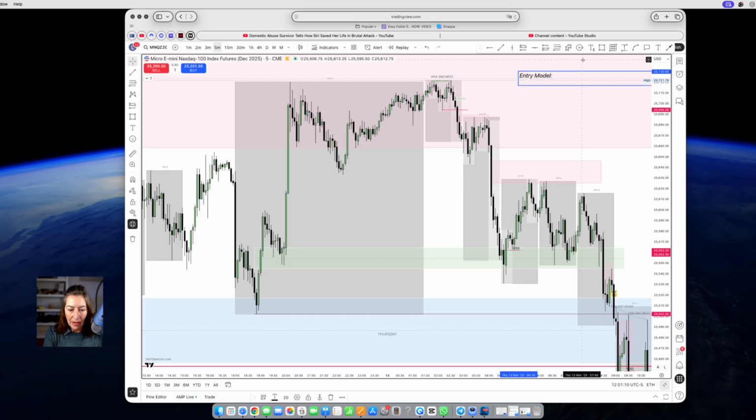Entry model. Number 1, on the higher time frame, we are looking for a point of interest on the 1 hour time frame. Number 2, we are looking for order flow. And 3, we need time. And what does time mean? We are looking for our macros to begin at XX45 and the macro to be completed at XX15.